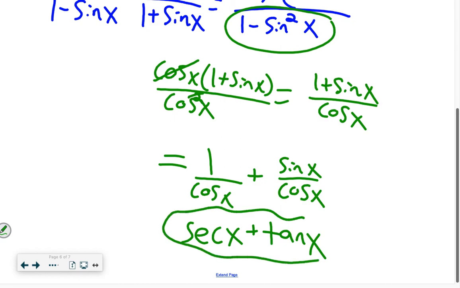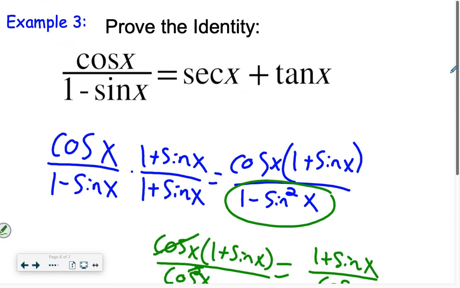Well, let's look back up. We were asked to prove the identity. And so we did some finagling, and we got our answer to be secant of x plus tangent of x. So, ka-ching, we proved this. Okay?